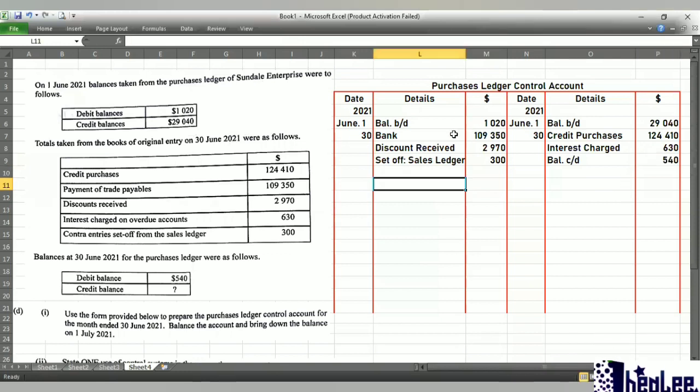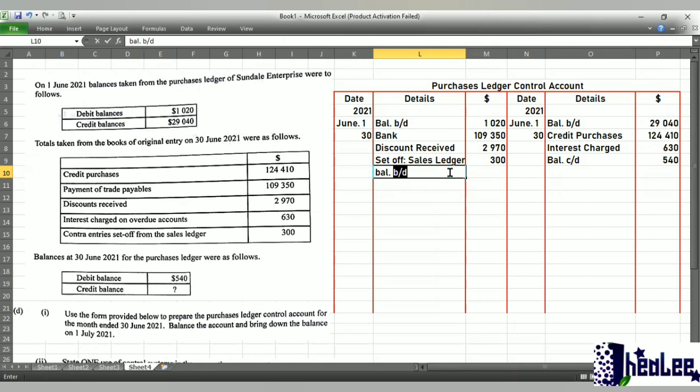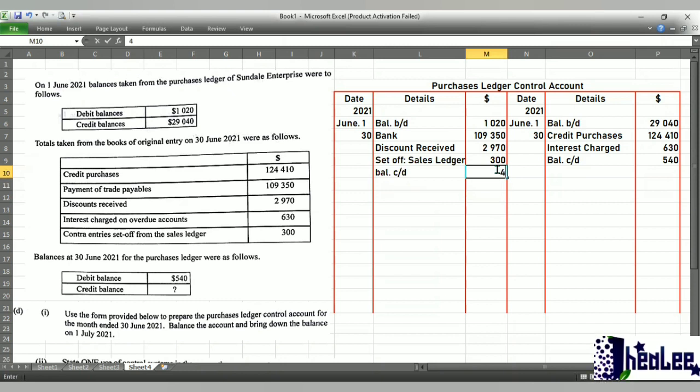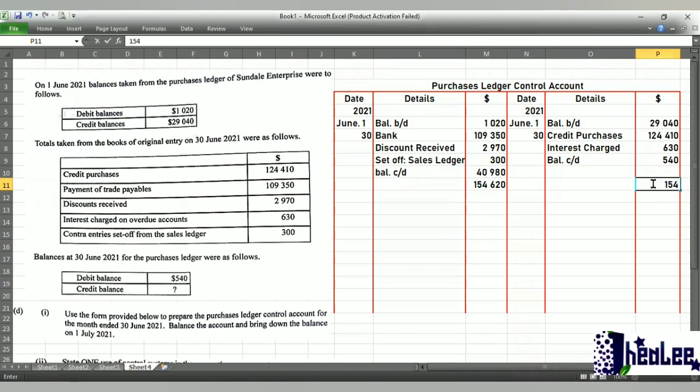Now that we have entered everything that is given to us, based on the information you're seeing clearly that we are going to have a credit balance, but the amount is unknown. We need to calculate that. So we need to proceed to balance of the account. In balancing of the account, based on calculation, your debit side is short of $40,980, and that is our balance carried down, and our totals is $154,620. So that is entered on both sides, and remember, they must be on the same level.